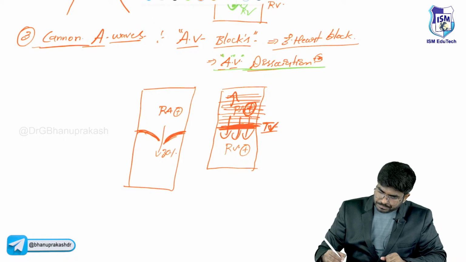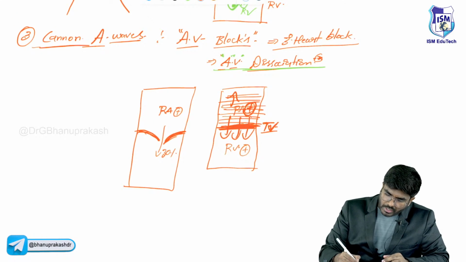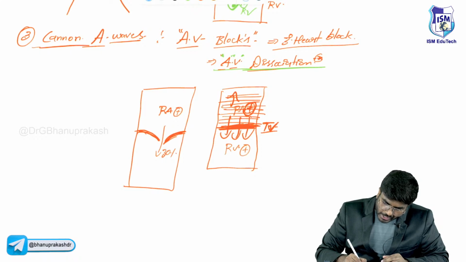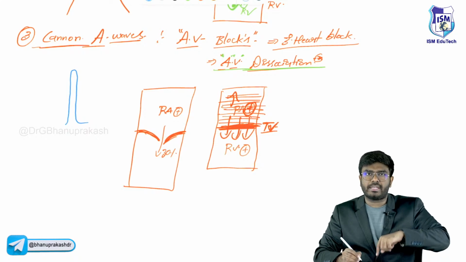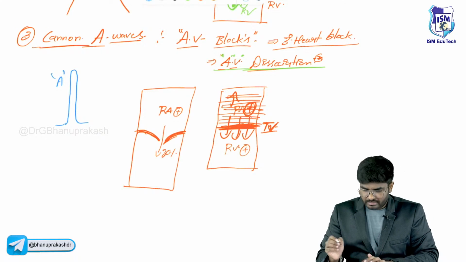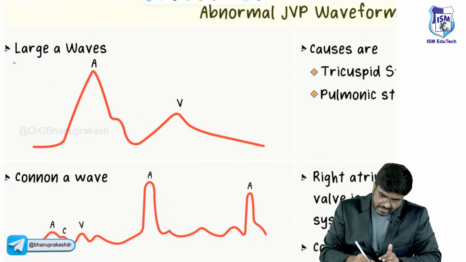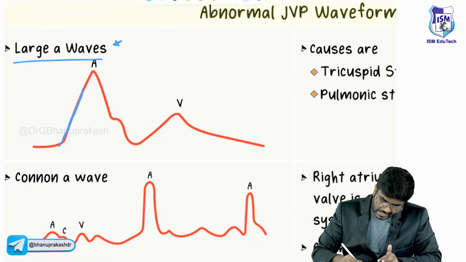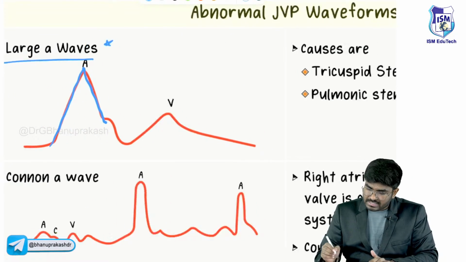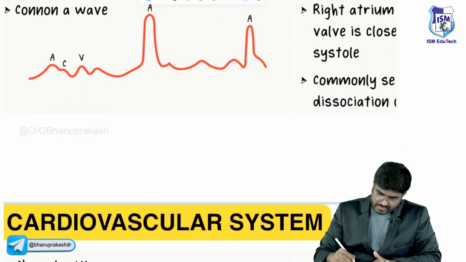Understood? So, in a condition called third degree heart block or AV dissociation, you are going to have cannon A waves, means the A waves are going to be like this. Of course, they are also looking like a tall wave, but this kind of pattern of A waves, I will show you. Look here. See, these are the large A waves. A wave is large like this. Large A waves are seen in tricuspid stenosis. I have explained you. And cannon A waves, look, cannon A waves.